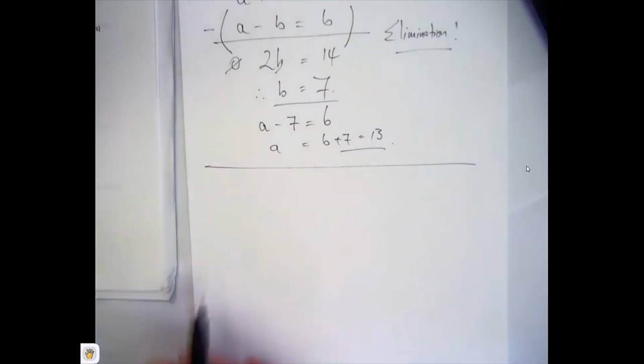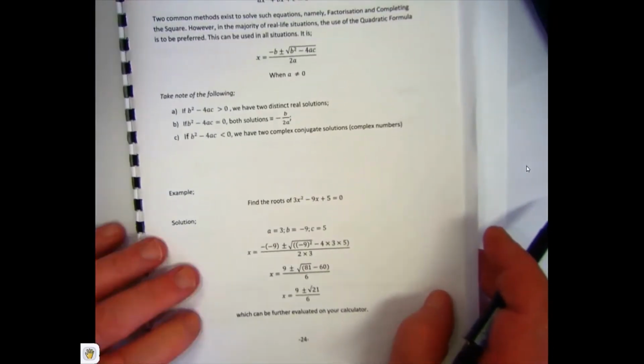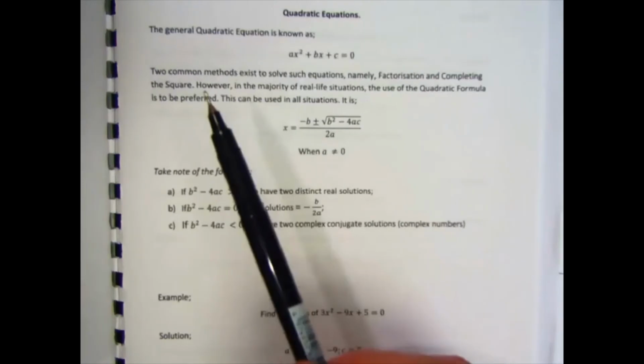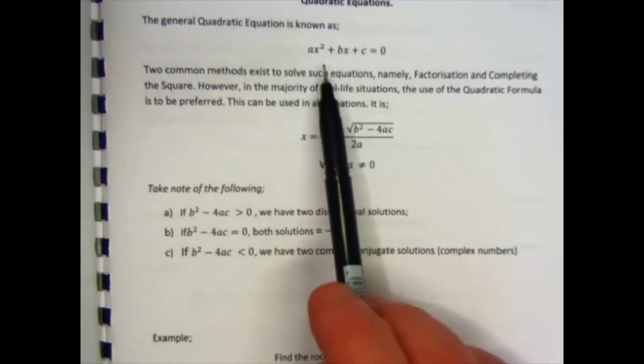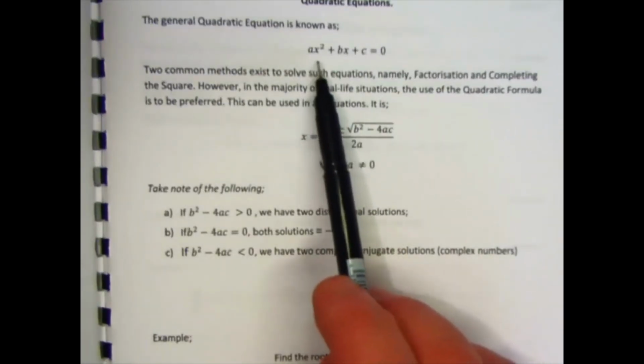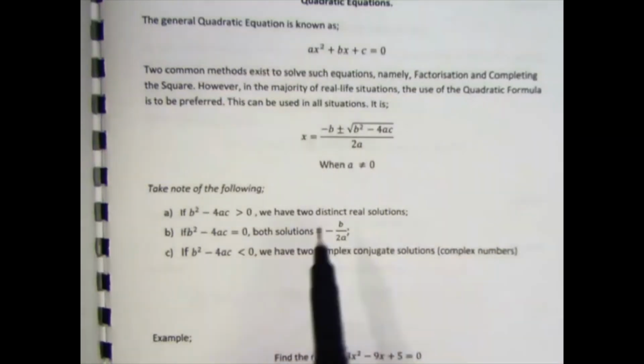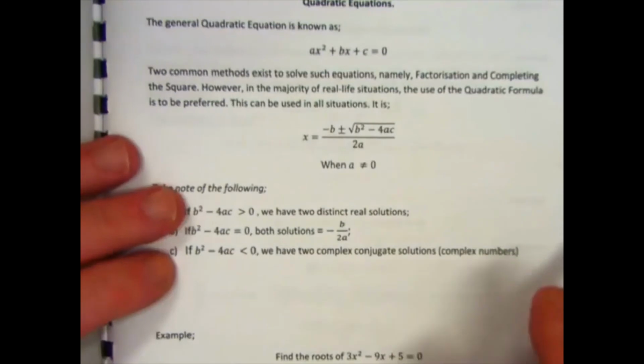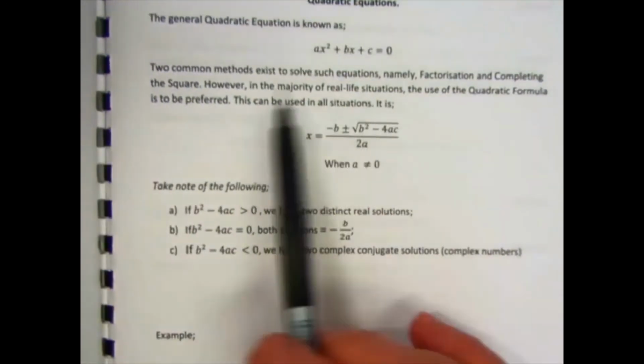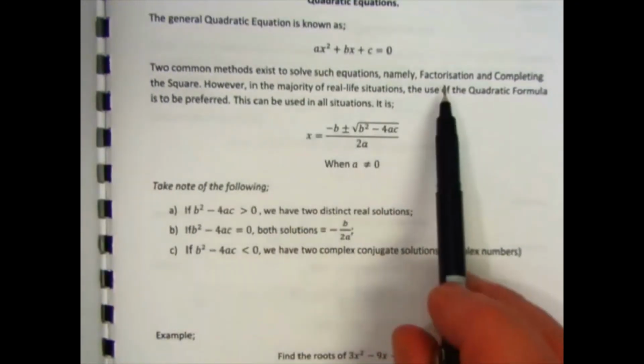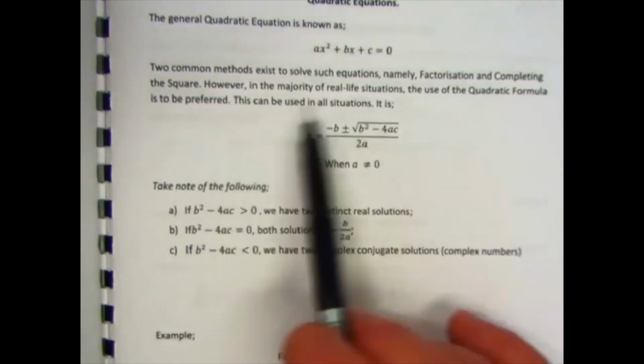Now on the other page we're coming into another type of equation, not simultaneous but quadratic. Alright, now let's just have a look and read a little bit of this. There's a basic formula here. General quadratic equation is known as ax squared plus bx plus c, which equals 0. Now again, there are a number of ways of dealing with this. Two common methods exist. You can factorize and complete the square.